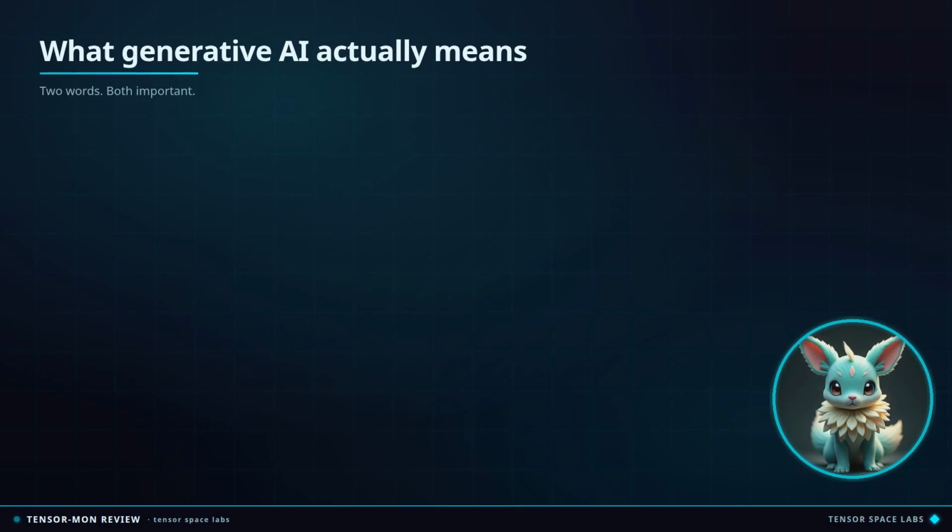Generative AI. Break it apart. Generative means it produces new things. Text, images, audio, video, code. AI means it learned how to do that from a huge amount of examples. Combined, it is software that makes new content by pattern matching on what it has seen.